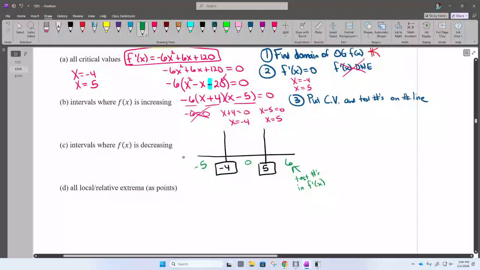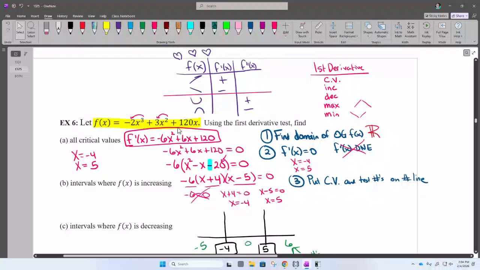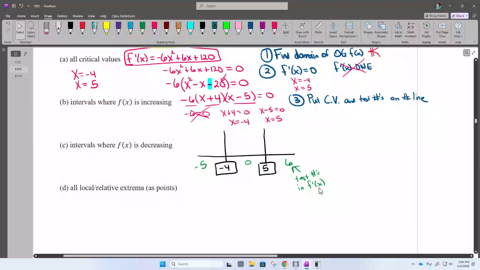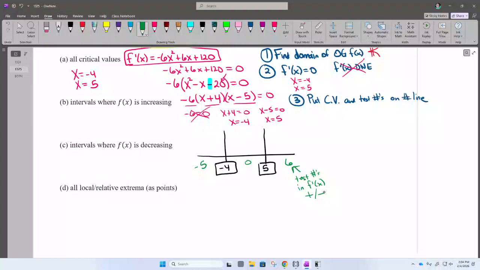And according to our Cinderella story up here, what is the only thing we care about in the first derivative? Well, it's positive or negative. So when I test them in the first derivative, all I care about is did they come out positive or did they come out negative? That's it. That's all I care about.